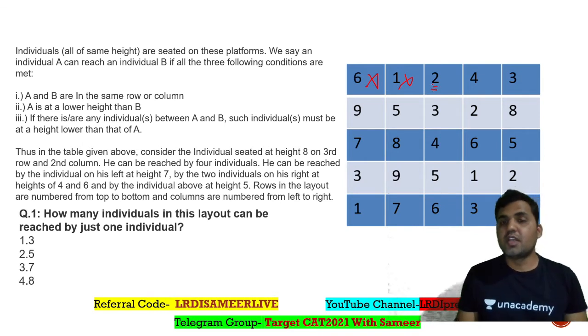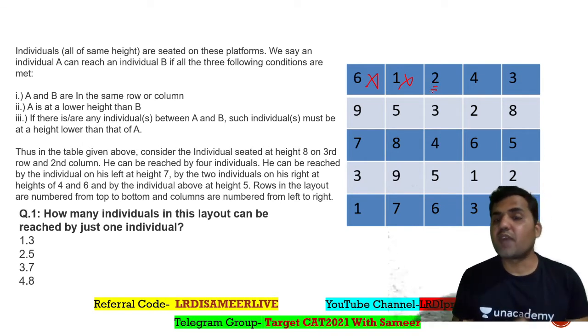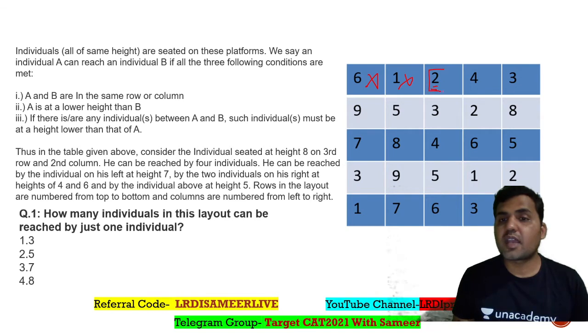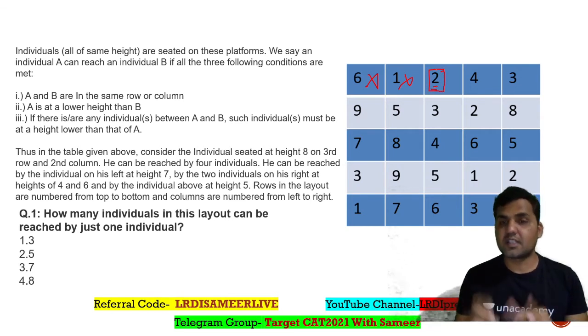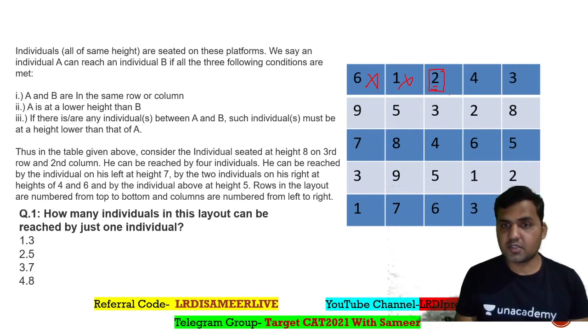Look at 2. 2, you see, can be approached only by 1. So 2 can only be approached by 1. So this can be approached by one individual, and this has to be counted as part of my answer.